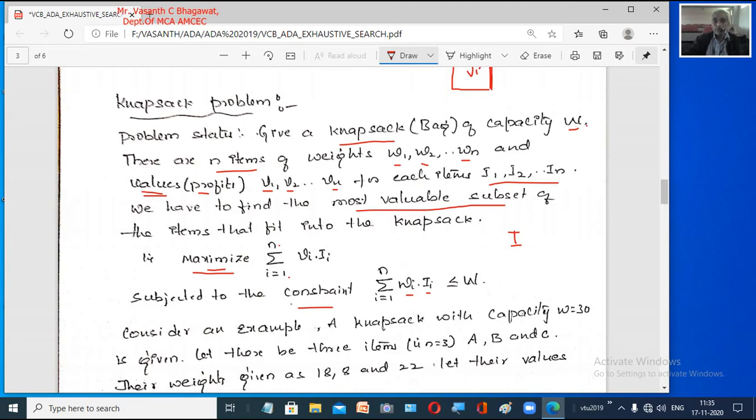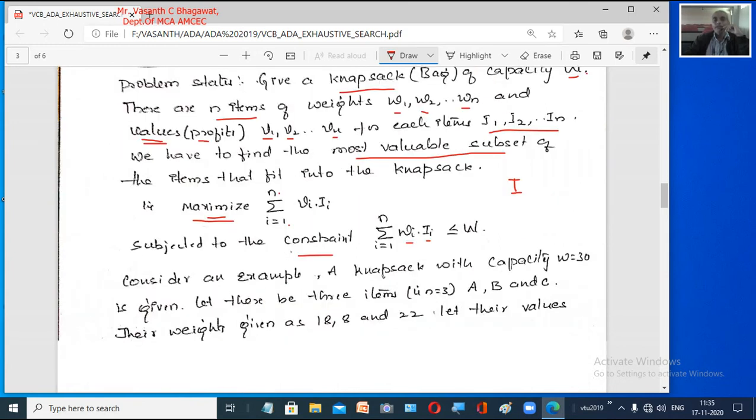So our constraint says that the summation for i equal to 1 to n of Wi into Ii, for individual weights, when you find this summation, should always be less than or equal to the capacity of our knapsack W. So it should not exceed the capacity of the knapsack.